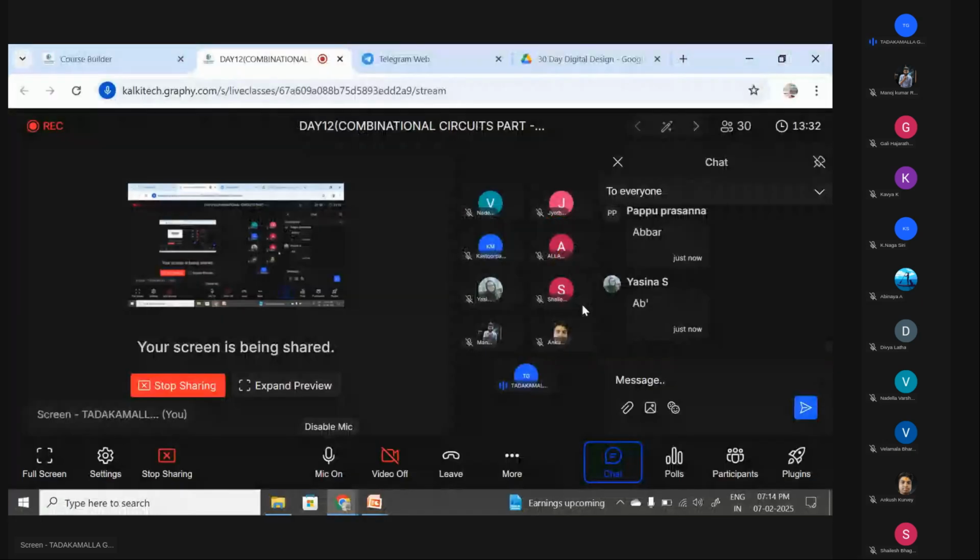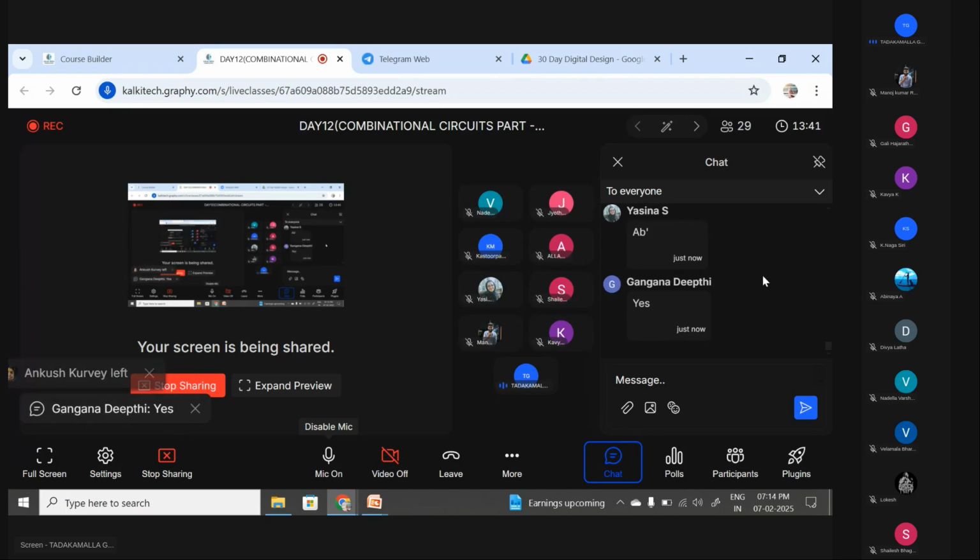So is this clear? The explanation of the comparator is clear. Shall we move to the conclusion part, which we were discussing earlier? Yes or no in the chat box, please? So the comparator is clear? Yes, yes.